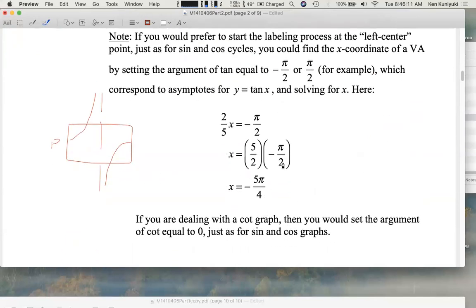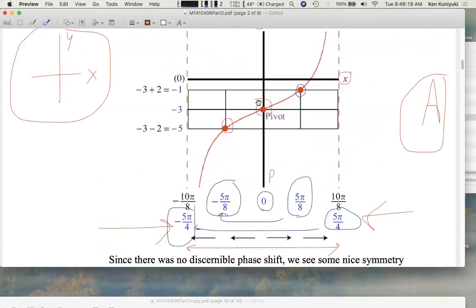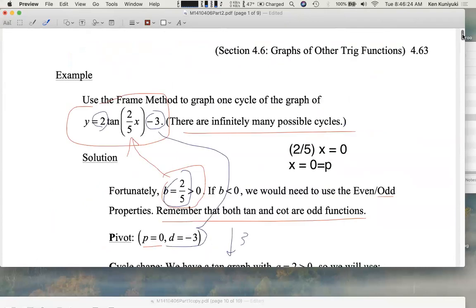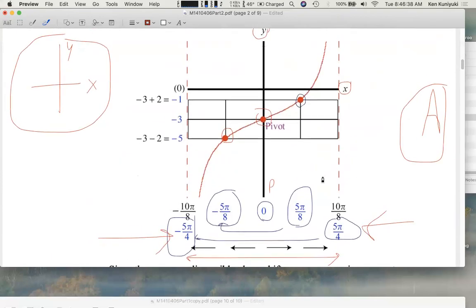For cotangent, by the way, the old VAs were at 0 and at pi. But again, I think it's easier if we place the pivot smack dab in the center and focus on the pivot. The phase shift P is obtained by setting the argument equal to 0 and solving for x. Here, we get x or P equals 0. There is no phase shift. There is no horizontal shift. Although if you wanted to shift by the period to the left or to the right, you get an appropriate cycle.